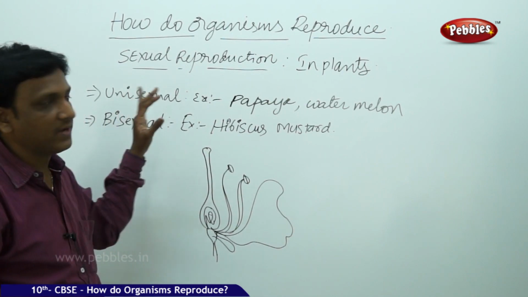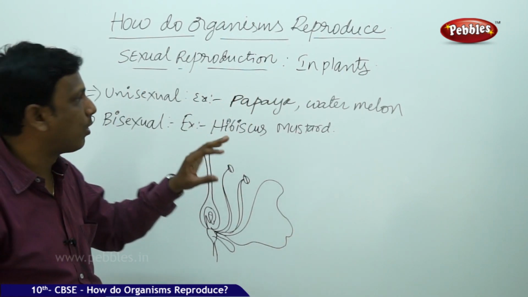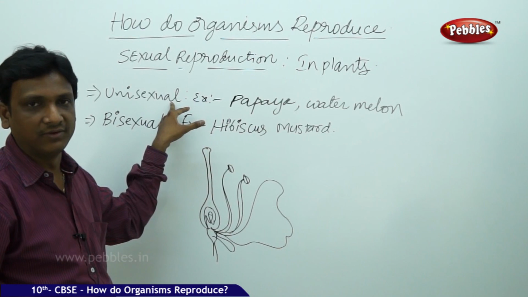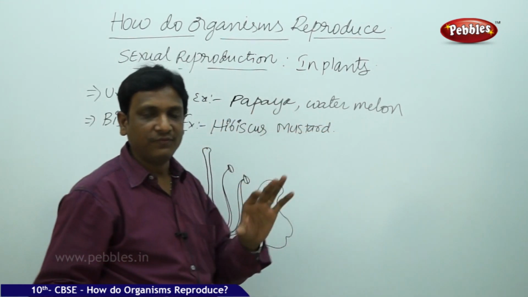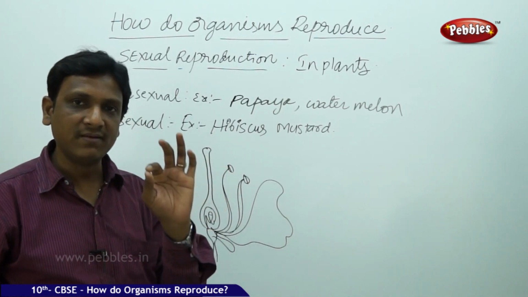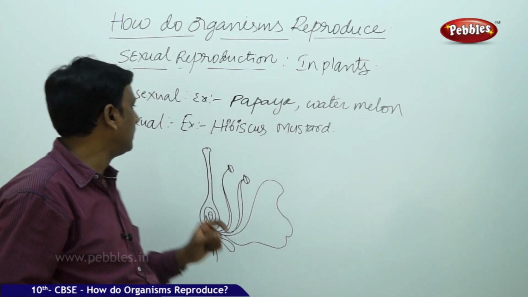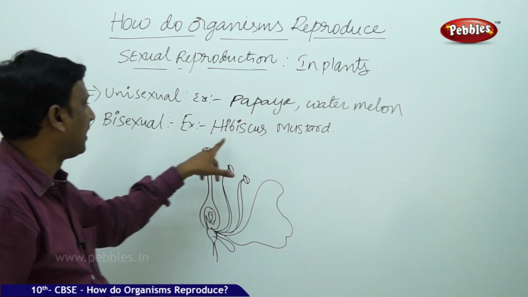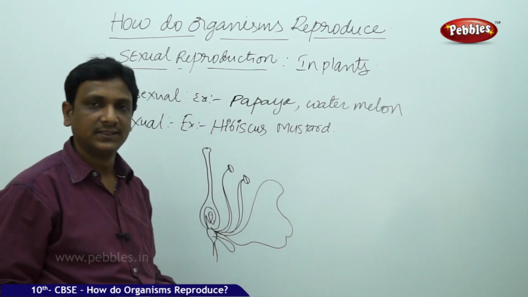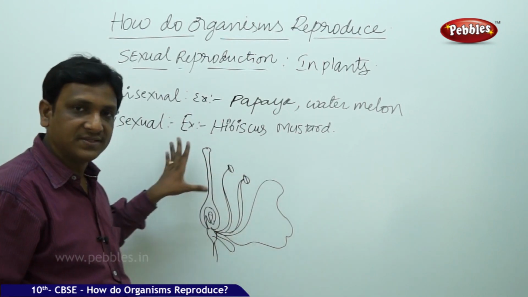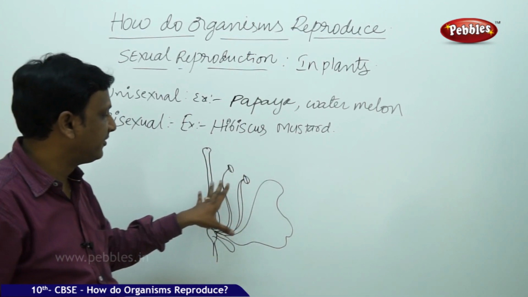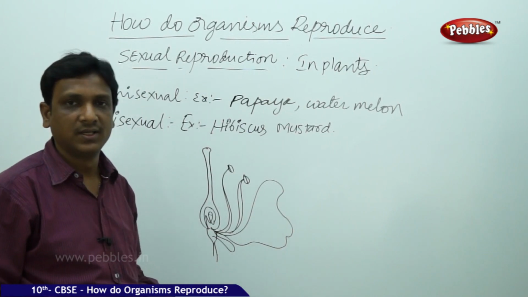If the flower consists of either male or female reproductive organs, you call it a unisexual flower. Example, papaya, watermelon. If the flower consists of both male and female reproductive organs, you call it a bisexual flower. Example, hibiscus, mustard. Here we have different parts of a flower. This is a bisexual flower, which has both the female and male reproductive parts.